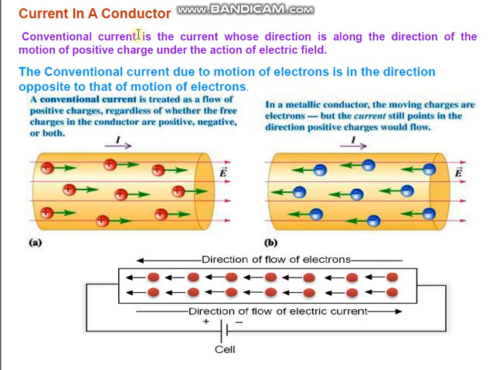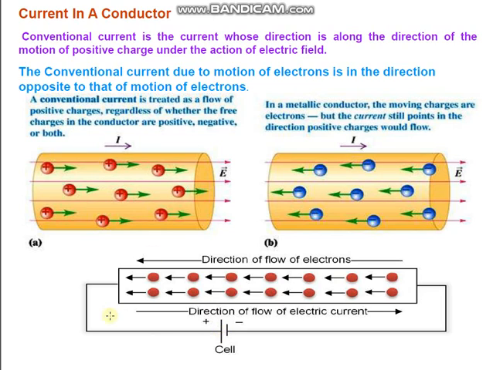Next is current in a conductor. For example, metals are good conductors, and we know that in metals there are a number of free electrons. These free electrons are responsible for conduction of current. Now, conventional current is the current whose direction is along the direction of motion of positive charges under the action of force. No matter the free charges in conductors are positive, negative or both.